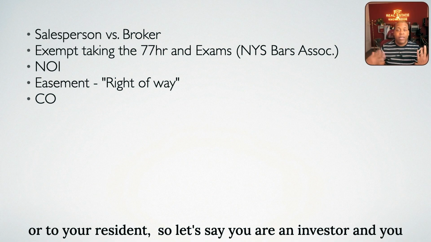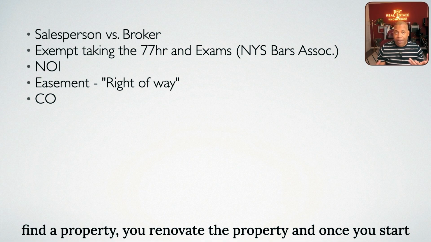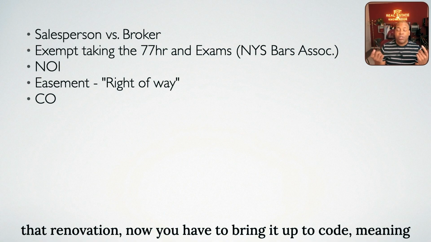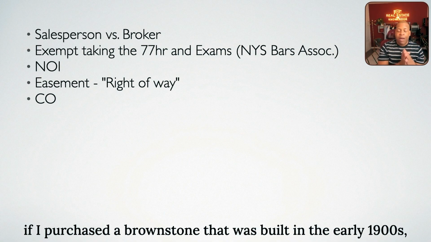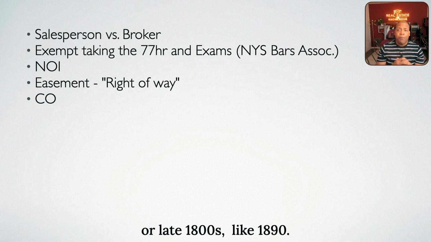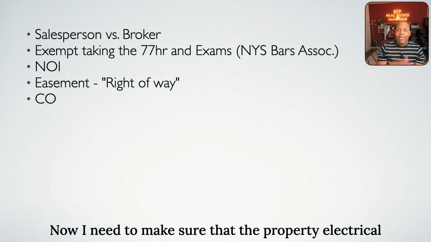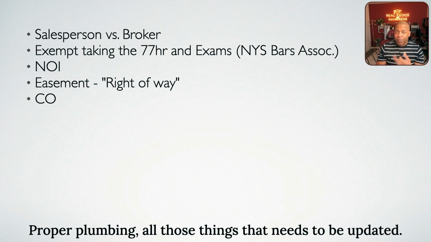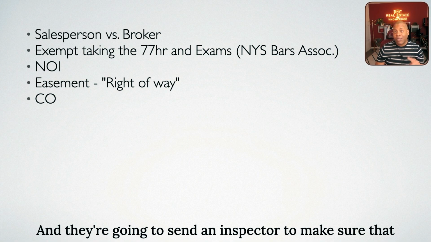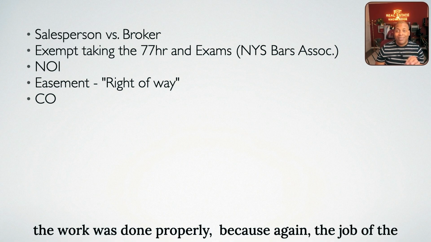So let's say you are an investor and you find a property, you renovate the property, and once you start that renovation, now you have to bring it up to code. Meaning, if I purchased a brownstone that was built in the early 1900s, or late 1800s, like 1890, now I need to make sure that the proper electrical, proper plumbing, all those things that need to be updated, and they're going to send an inspector to make sure that the work was done properly.